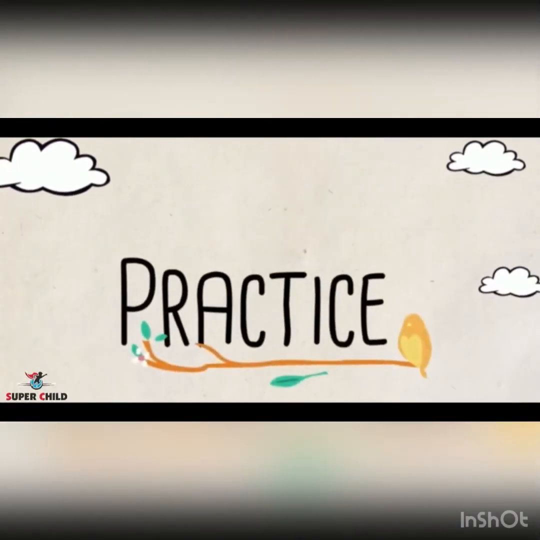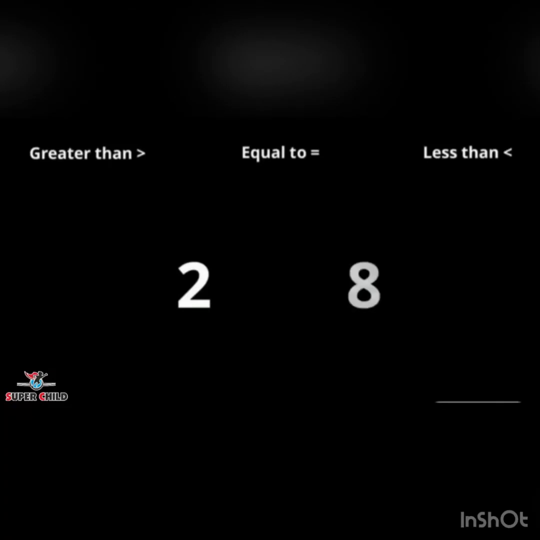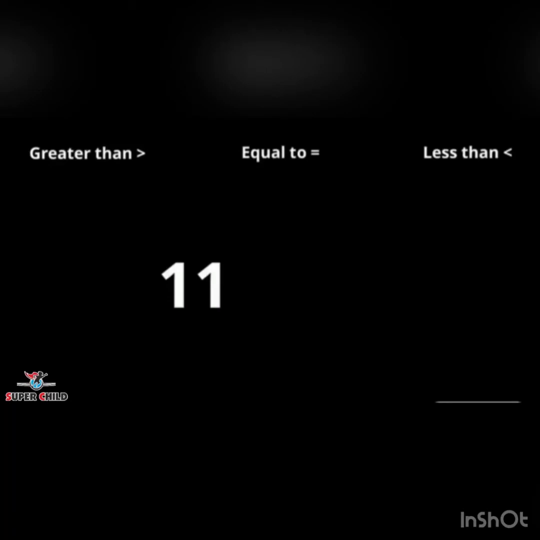Now kids, let's practice. Greater than sign, equal to sign and less than sign. 2 and 8. So what will be the answer? Yes, 8 is greater than 2. Now one more example, 11 and 7. So you can say 7 is smaller than 11.